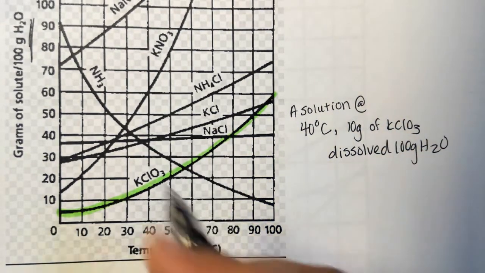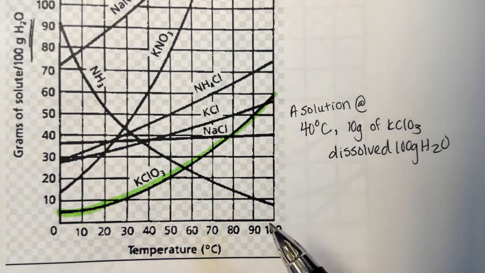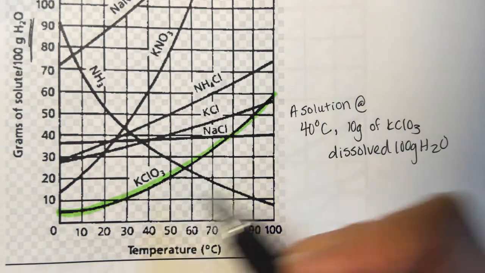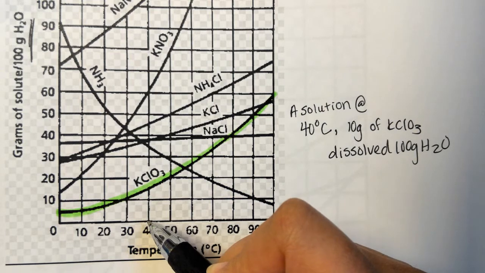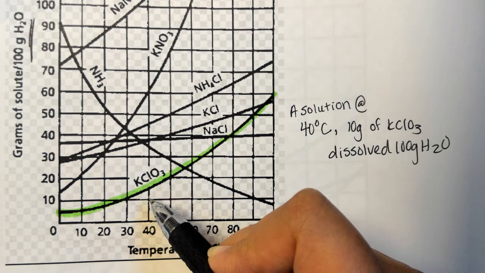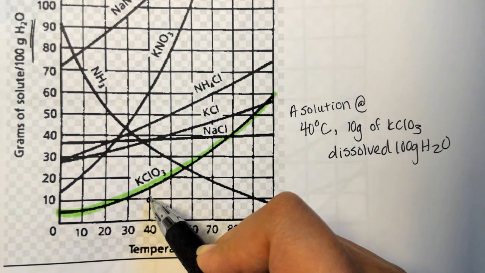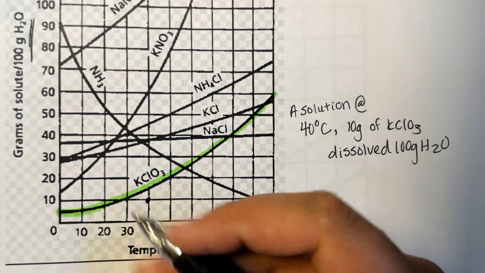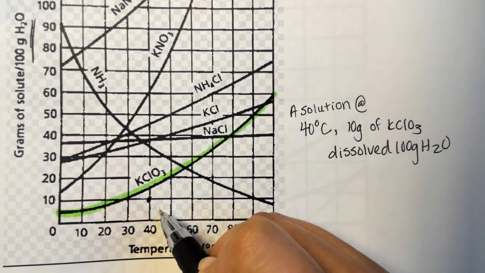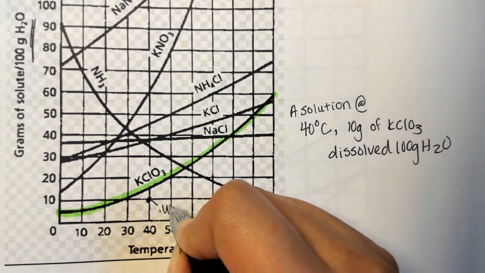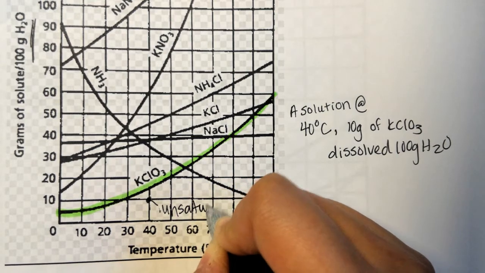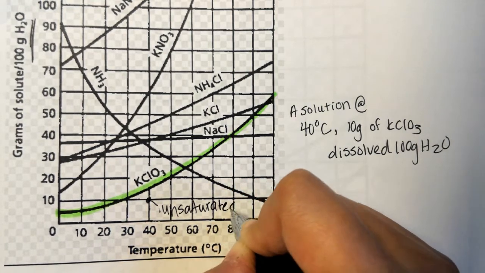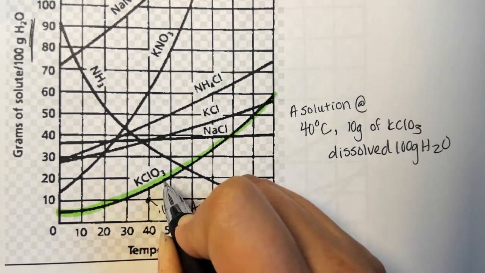What I would do is, I know that this whole thing is 100 grams. I would look at 40 degrees Celsius and I would see where it lands on the chart compared to 10 grams. So that's right here. Right? And I could ask you to describe this point. This point would be considered an unsaturated solution because it falls below potassium chlorate's line.